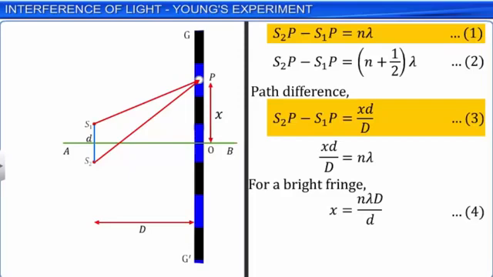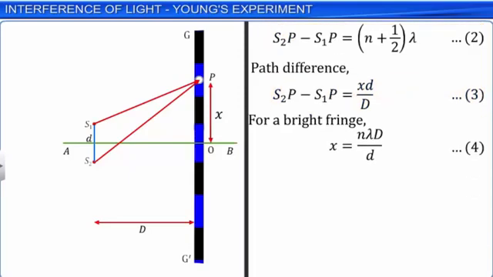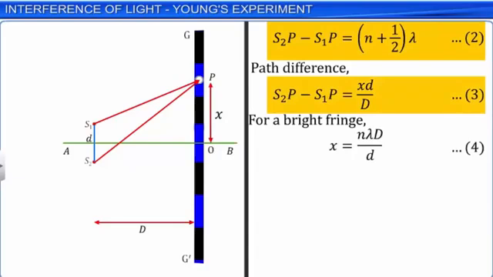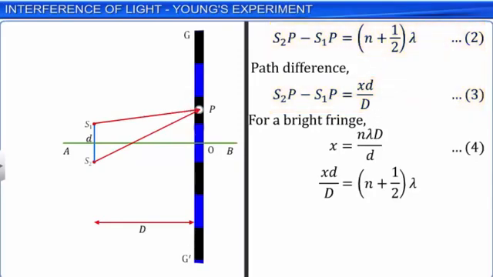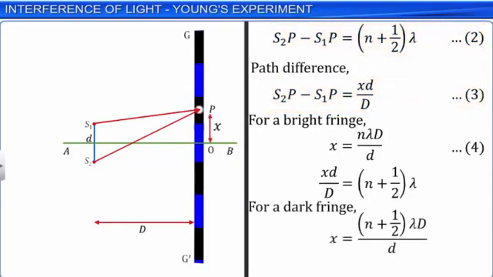From equations 2 and 3, if xd by D is equal to (n plus half) into λ, then at point P we will have a dark fringe. That is, for a dark fringe, x is equal to (n plus half) into λ into D by d. Let this be equation 5. Here, n is equal to 0, or plus or minus 1, or plus or minus 2, and so on.